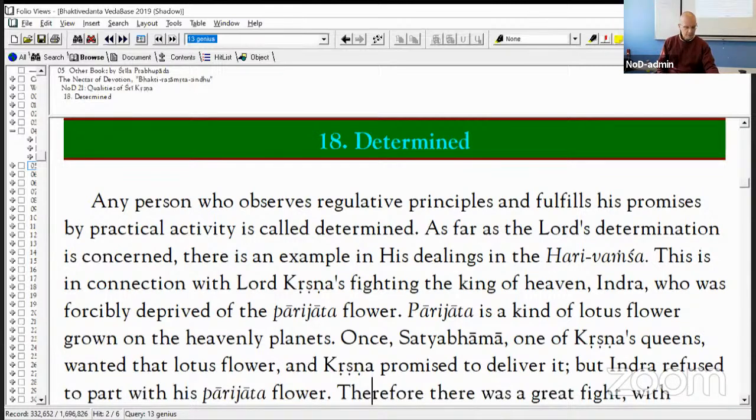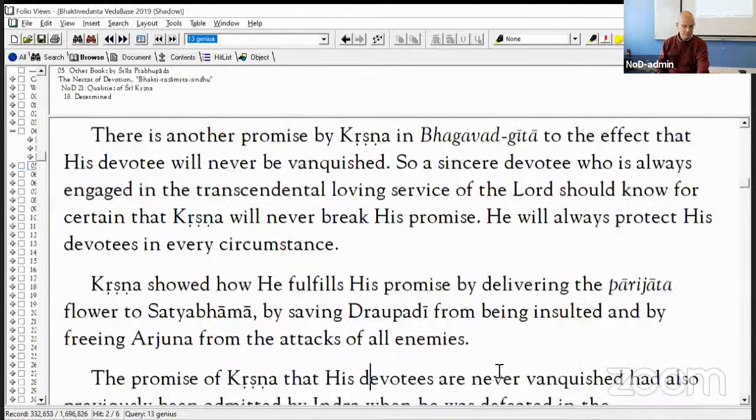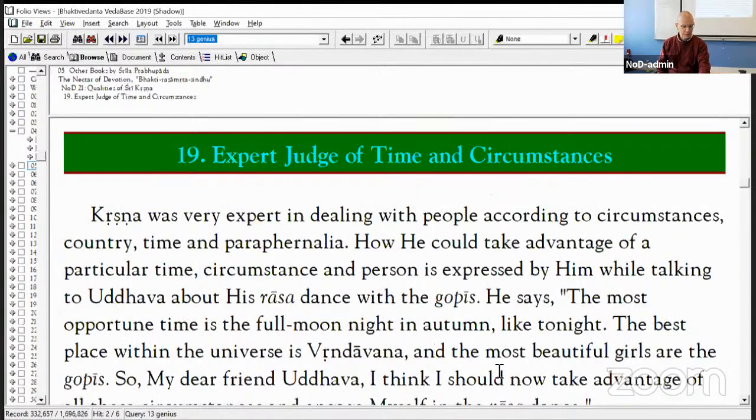Then Deshakala Patra. Deshakala Supatra Gya is an expert judge of time and circumstances.